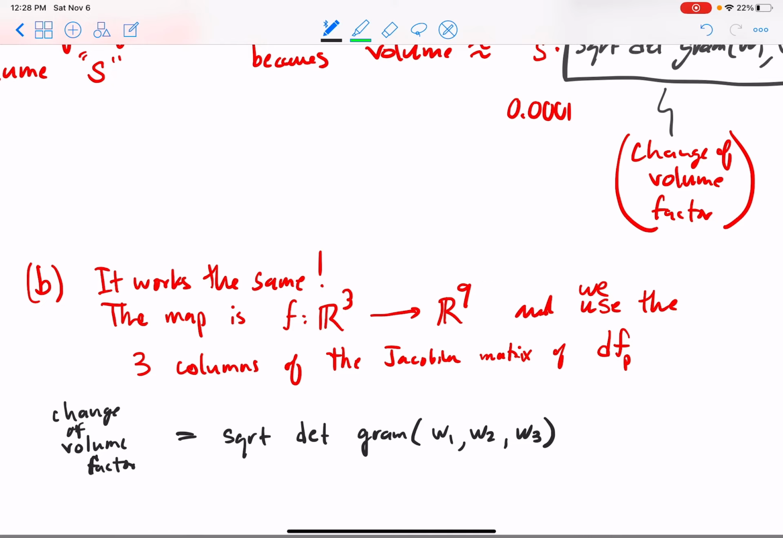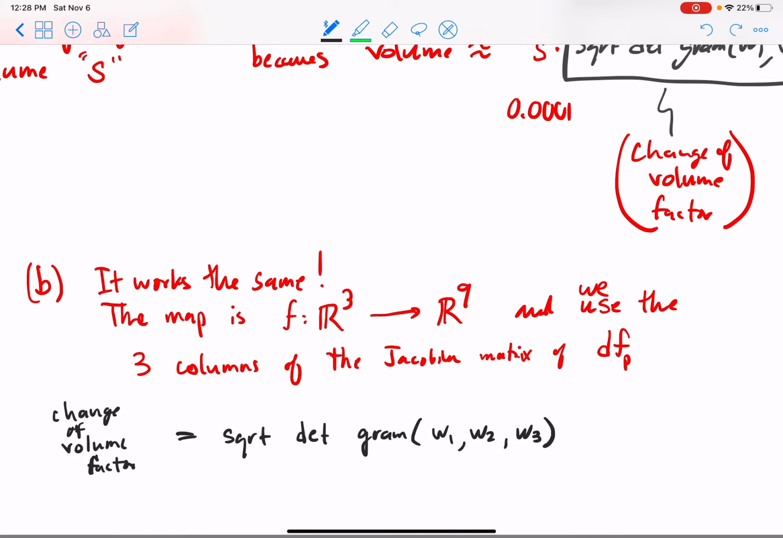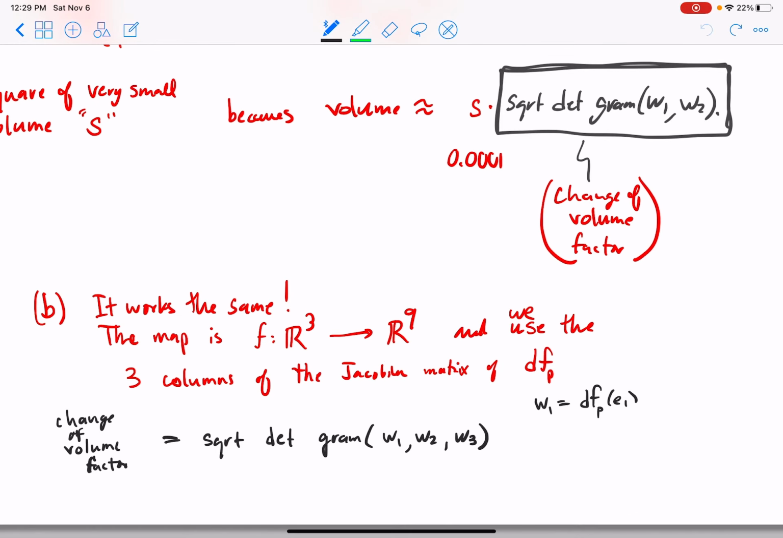Volumes change by this amount. You multiply by this number for exactly the same reason. And that's it. So, what's W1? W1 is DFP of E1. And, in this case, the output space is 9-dimensional. So this has 1, 2, 3, 4, 5, 6, 7, 8, 9 numbers. No problem. Okay, that's it.